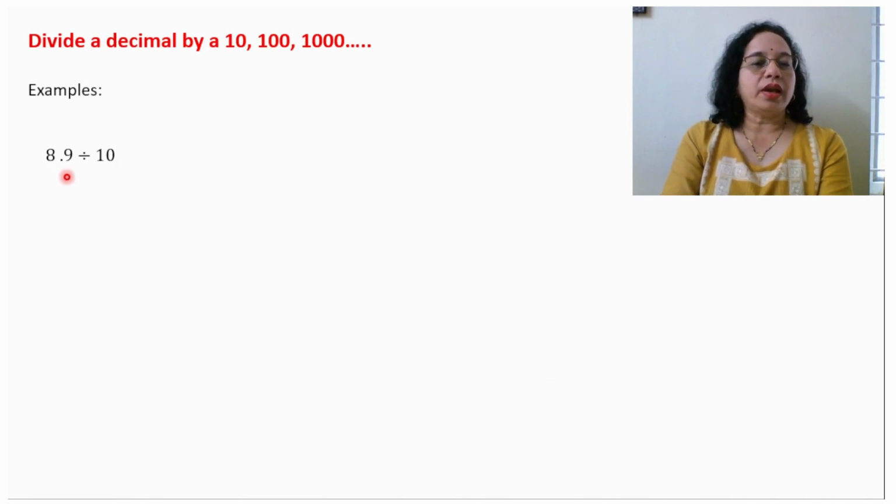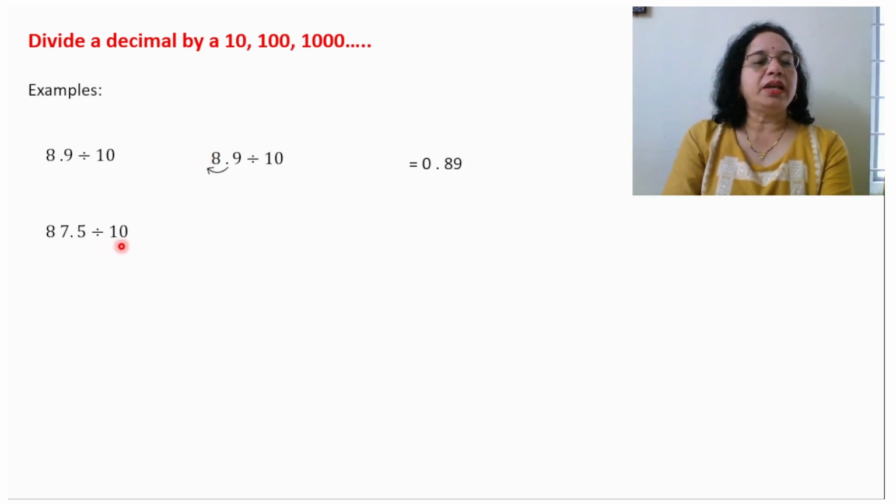Now divide a decimal by 10, 100 and 1000. So 8.9 divided by 10. So again we will count the number of zeros over here, 1. So one place we will shift to the left hand side. So the answer will be 0.89.